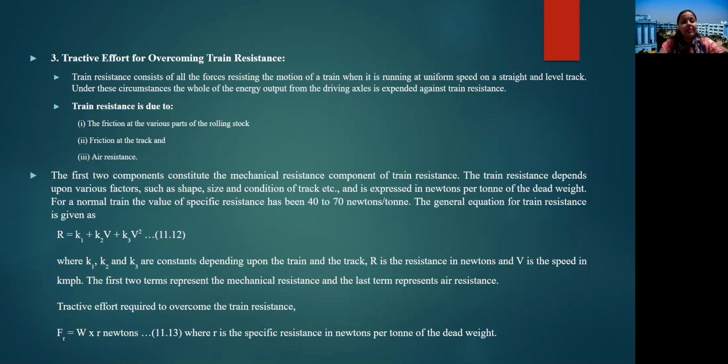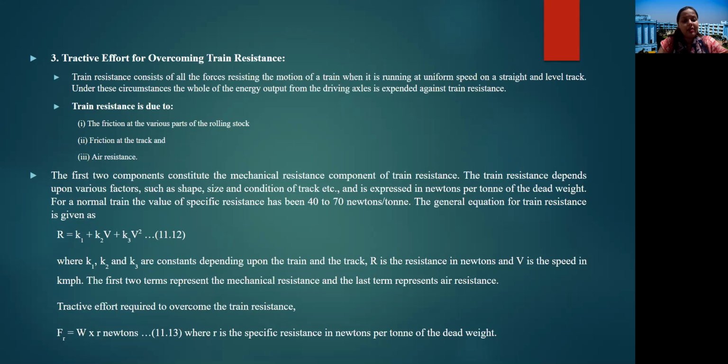The train resistance depends upon various factors such as shape, size, condition, and is expressed in Newton per ton of the dead weight. For the normal train, the value of specific resistance is 40 to 70 Newton per ton. The general equation is R equals K1 plus K2V plus K3V square, where V is the speed, R is the resistance, and K1, K2, K3 are constants depending upon the train. This will be given in your problem, no worry about that. The first two terms represent the mechanical resistance and the last term represents the air resistance.